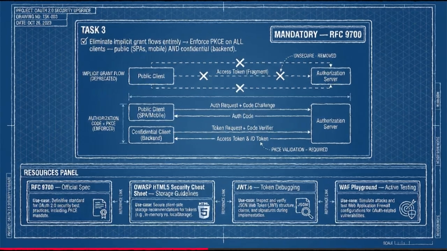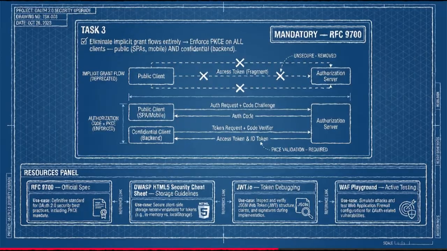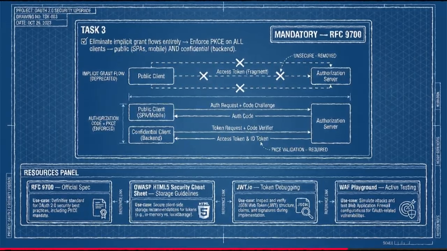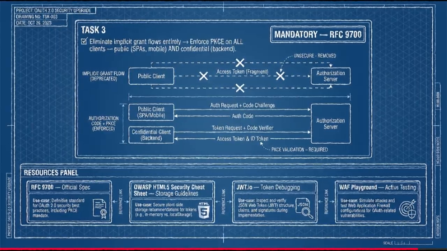You can find the mandatory specifications in the RFC 9700 documentation. We also recommend reviewing the OWASP HTML5 security cheat sheet for secure storage guidelines. Use JWT.io and OAuth playgrounds for active debugging and token payload inspection.